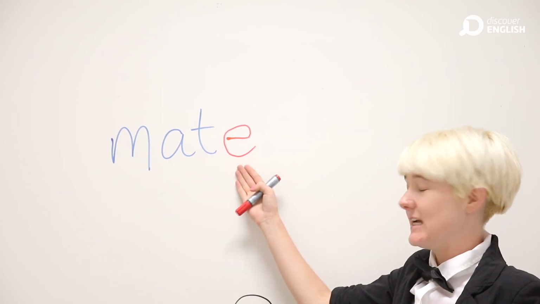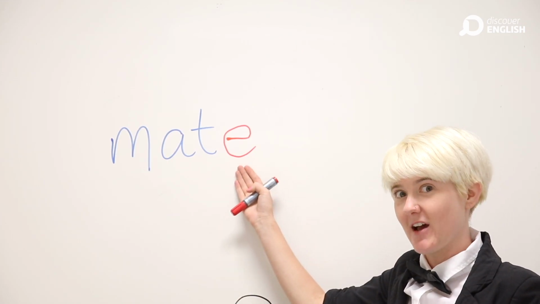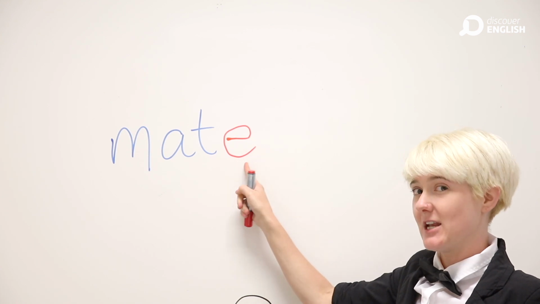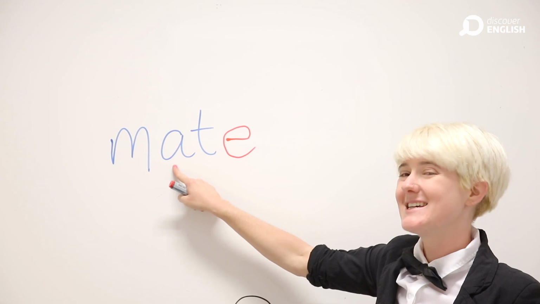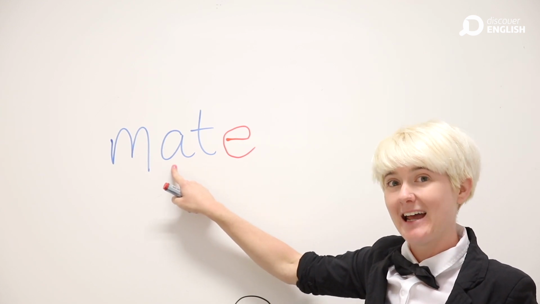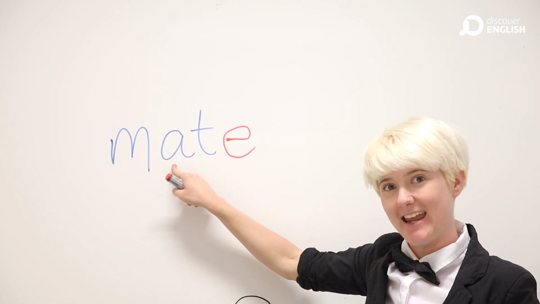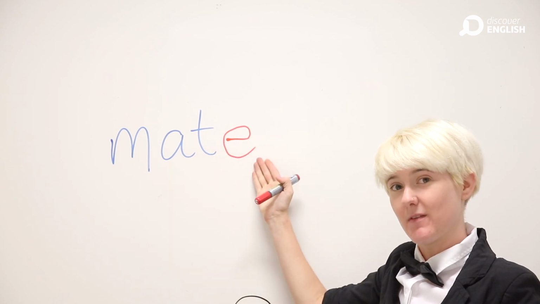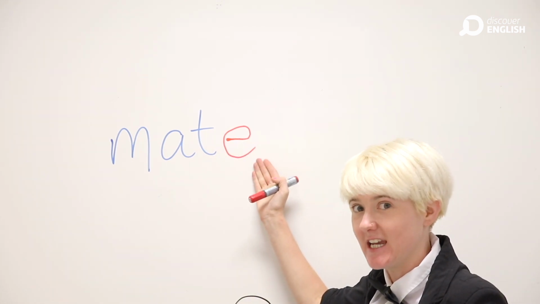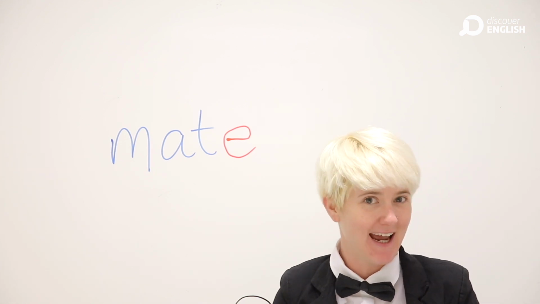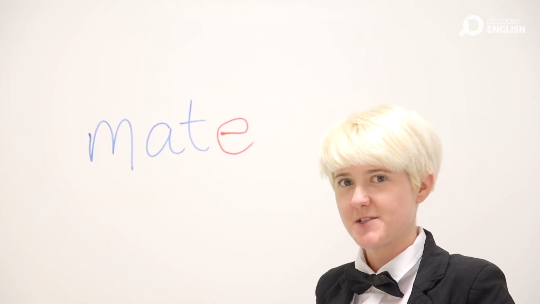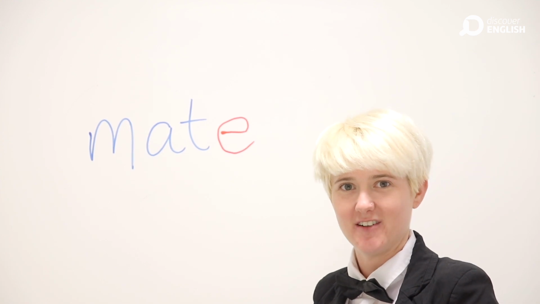The magic E is what's called a split digraph. When we put it at the end of a word after a consonant, the vowel before says its name. A in Matt becomes A in mate by adding the magic E. The magic E itself is silent, so you don't say it. You don't even know it's there. Let's look at some more examples of the magic E in action.